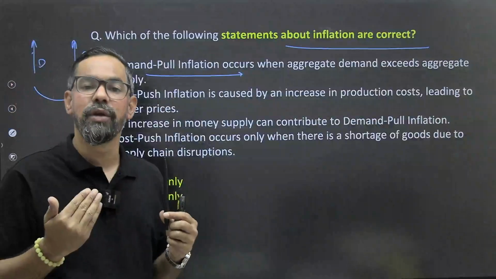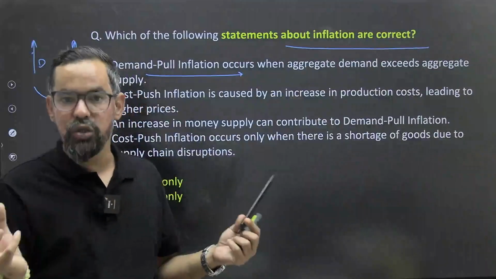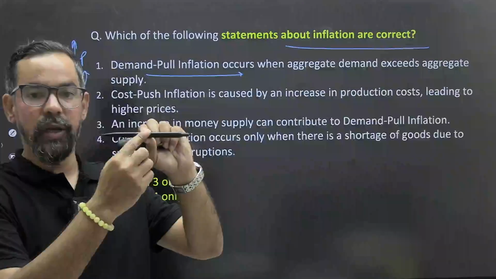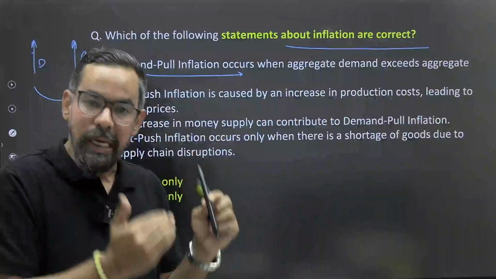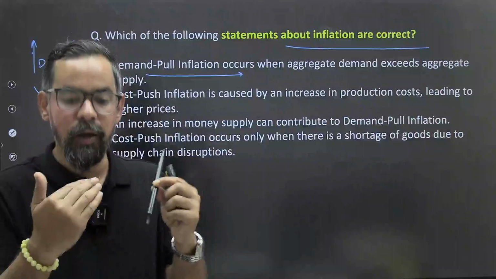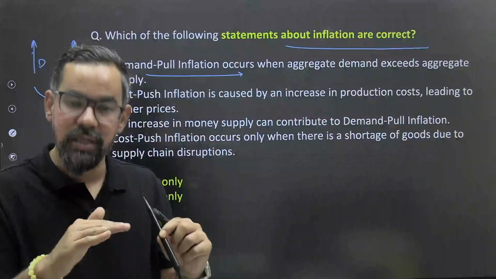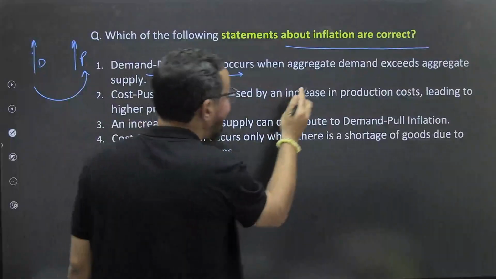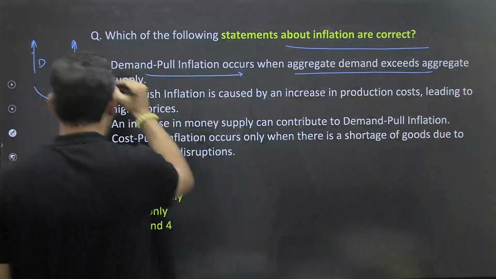As inflation increases, every rupee we own buys a smaller percentage of goods and services. Earlier, we were getting this particular marker for 10 rupees. Now for the same marker, we have to pay 15 rupees. That means the value of our money or domestic currency decreases, right? So demand pull inflation occurs when aggregate demand exceeds aggregate supply.